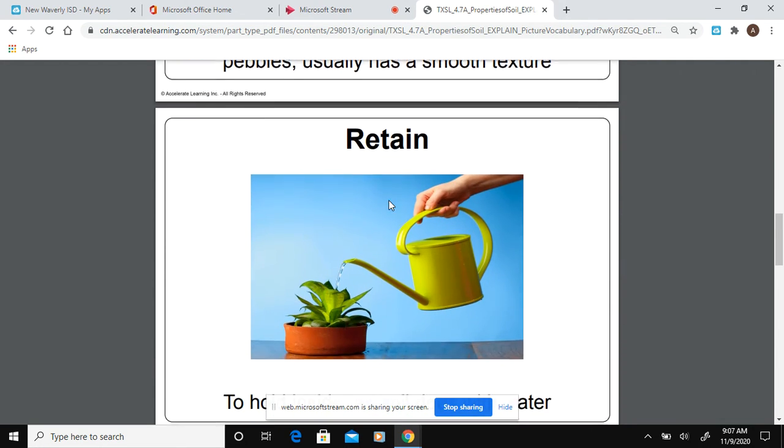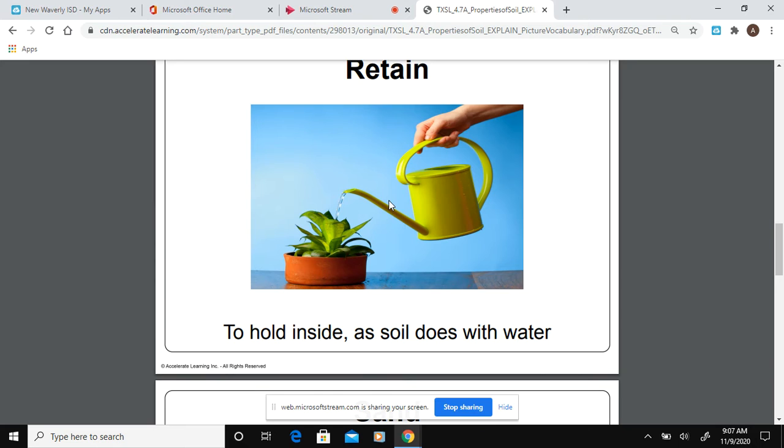Next is retain. To retain is to hold inside, as soil does with water. Here you can see the water is being retained inside the pot with the plant. It is holding that water inside. It is not making the water go out. That is what is happening in the picture that we see.